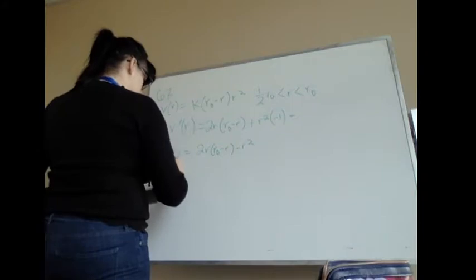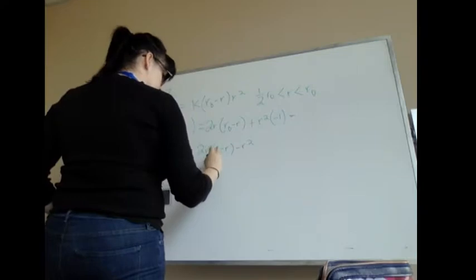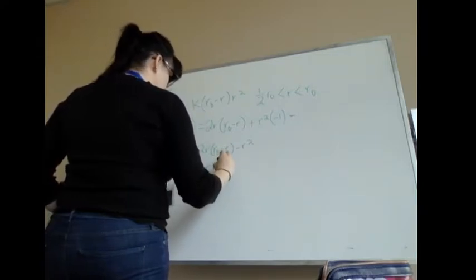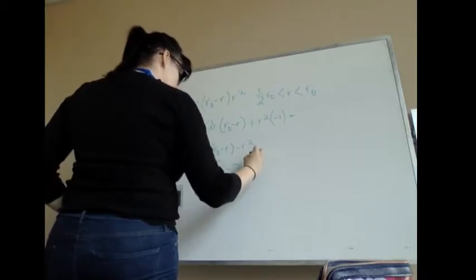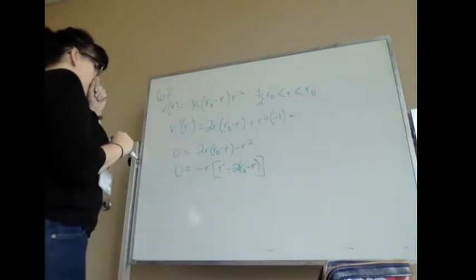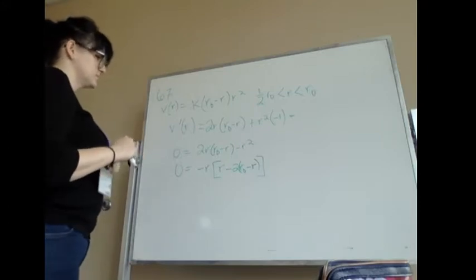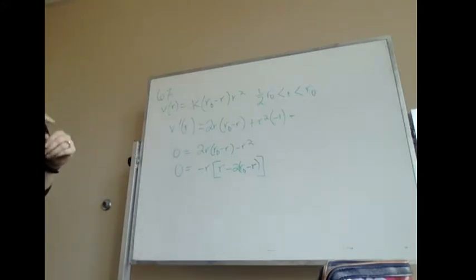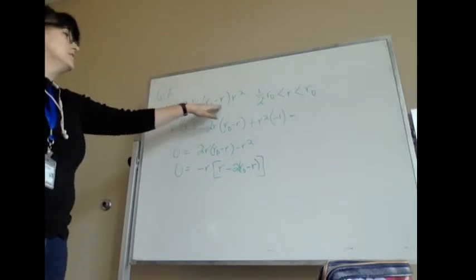0 equals, factor out a negative r. We get r minus 2 times (r naught minus r). Were you going to say something? No. Okay. Well, actually, though, wouldn't the derivative of r naught minus r be 0? No. Because the derivative of r naught is 0, because r naught is a number. And then minus 1.